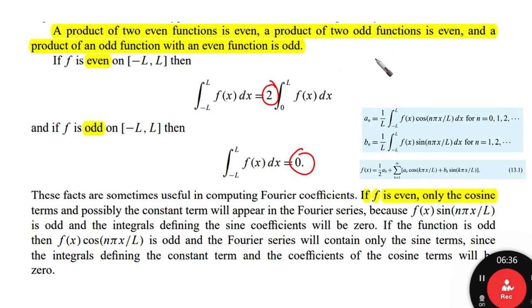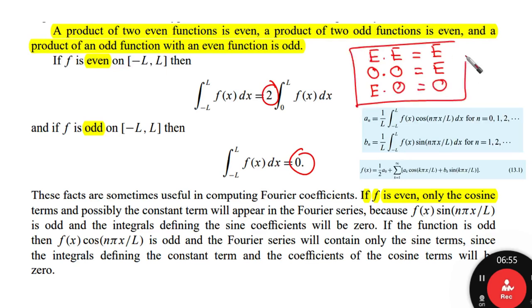If we have even times even, it would give us an even function. Odd times odd, it would give us an even function. And if we have even times odd function, it would give us an odd function. So remember, this is like the rule of thumb regarding odd and even functions.